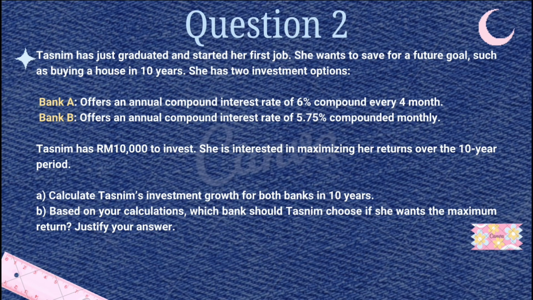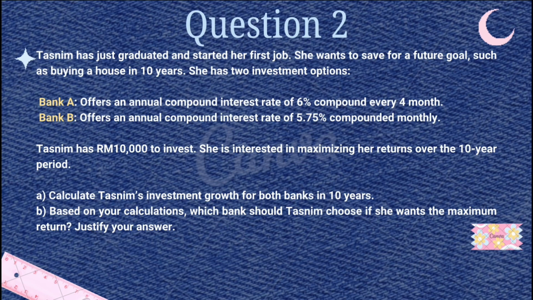For question 2, Tasnim has just graduated and started her first job. She wants to save for a future goal such as buying a house in 10 years. She has 2 investment options. For the first option, Bank A offers an annual compound interest rate of 6% compounded every 4 months. For option 2, Bank B offers an annual compound interest rate of 5.75% compounded monthly. Tasnim has 10,000 ringgit to invest. She is interested in maximizing her returns over the 10-year period.